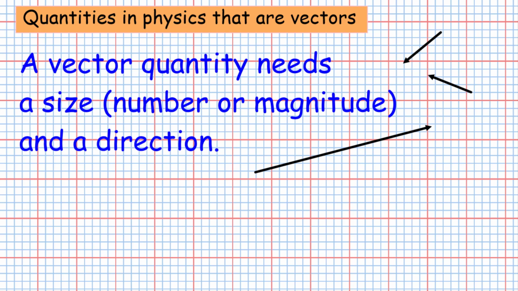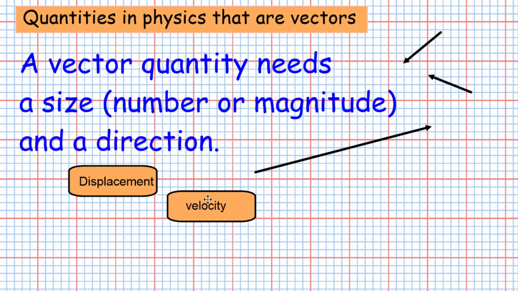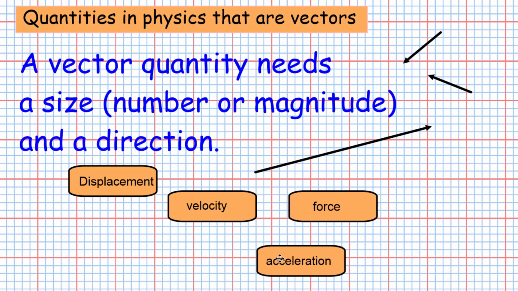Now, the vector quantities you'll come across in the space physics school are the following, and we'll learn about them as we go along. The first one will be displacement. We'll find out what that means. But that displacement is a vector quantity which needs a size and a direction. Then we have velocity, then we have force, and then we have acceleration. So these are the first four vector quantities which we'll study and learn how to use in our physics.